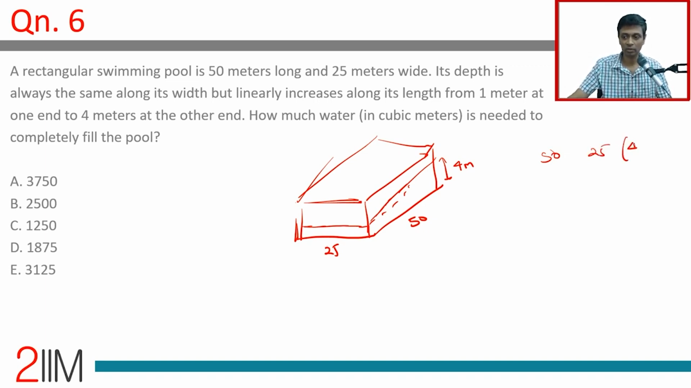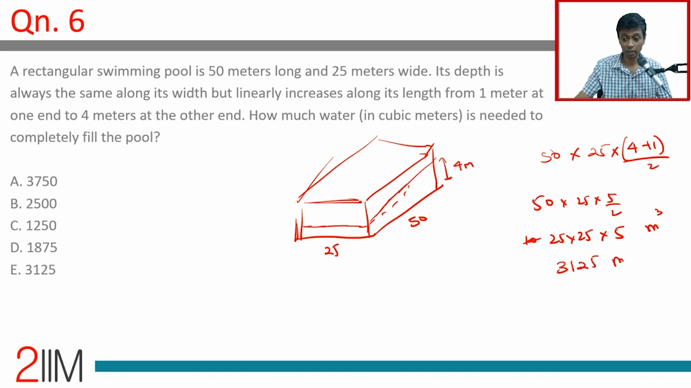4 and 1. 4 plus 1 by 2. You're good to go. 50 into 25 into 4 plus 1 by 2. 50 into 25 into 5 by 2. That is 25 into 25 into 5 meter cube. 625 into 5, 3125 meter cube.